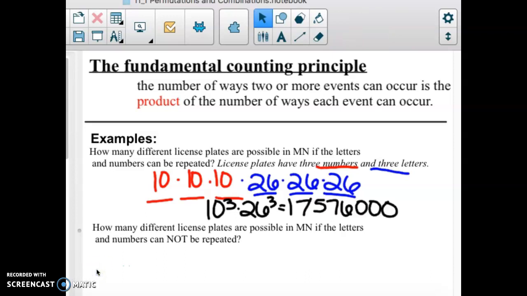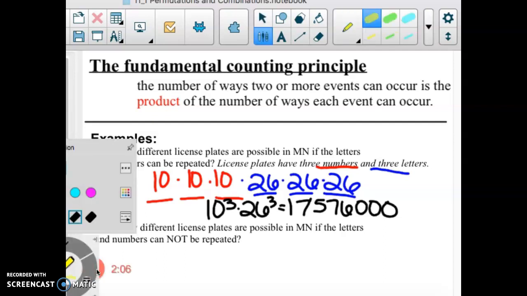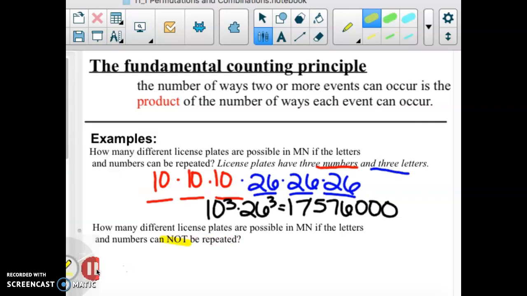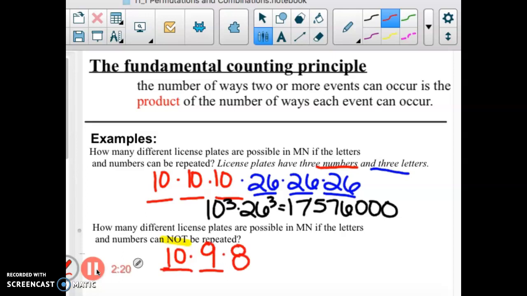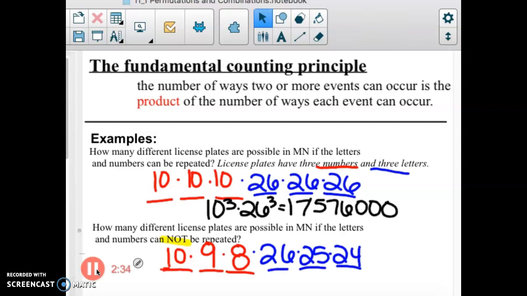But if the numbers and letters cannot be repeated, that's going to change things a little bit. Because then, whatever we had for our first spot, we have 10 options, but then we can't pick the same one. So our next spot only has 9 options, and then 8. So it decreases by 1 each time because we cannot repeat options. Same thing for our letters. It would go 26 times 25 times 24. So you're going to think about how many options you have for each spot when you're trying to do the multiplication counting principle.